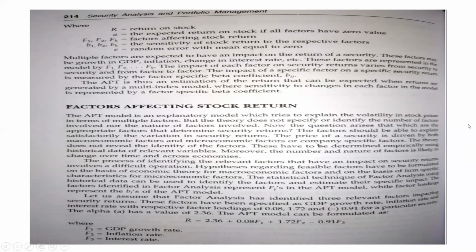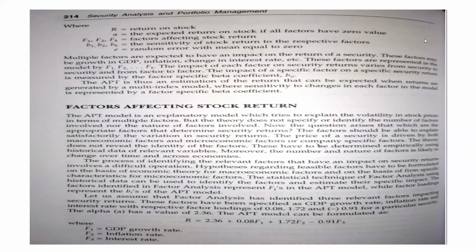So they have shown here that R is the return on the stock, A is the expected return if all factors are 0 value. That is the assured return. That is the independent return that you will get no matter what changes take place. F1, F2, Fk are factors affecting the stock return. B1, B2, Bk measure the sensitivity of stock return to the respective factors. E is the random error. So that is the formula of APT.